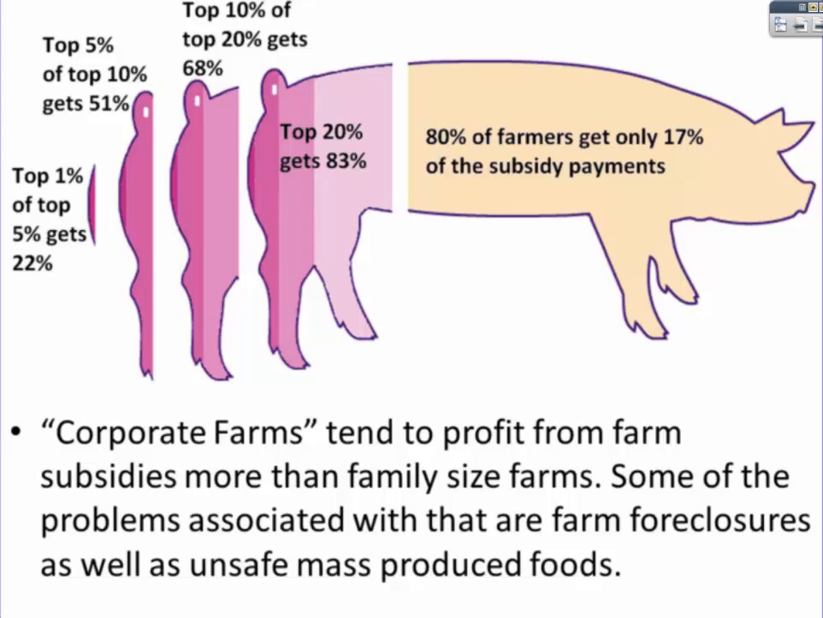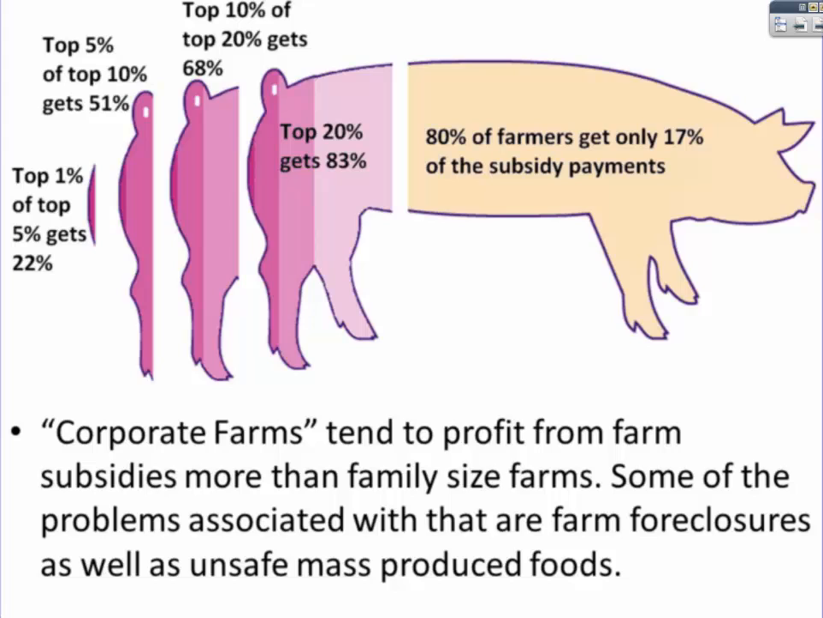If you look at this graphic of a pig, 80% of farmers only get 17% of subsidy payments. The top 20% of farms get 83% of all farm subsidy payments. The top 10% of that top 20%, so not the top 10%, the top 10% of the top 20%, get 68% of farm subsidy payments. The top 5% of that top 10% of the top 20% gets 51%. And then the top 1% of the top 5% of the top 10% of the top 20%.